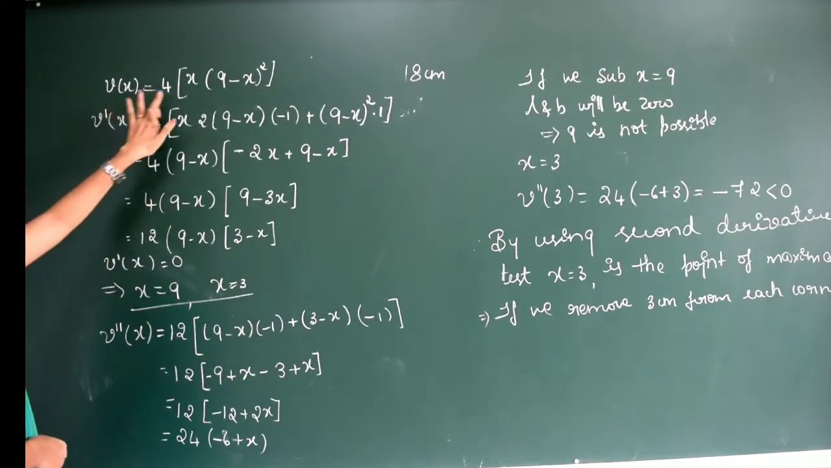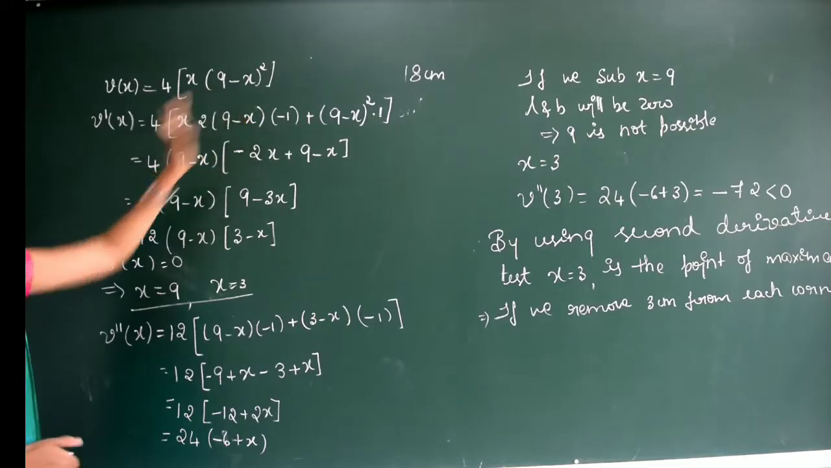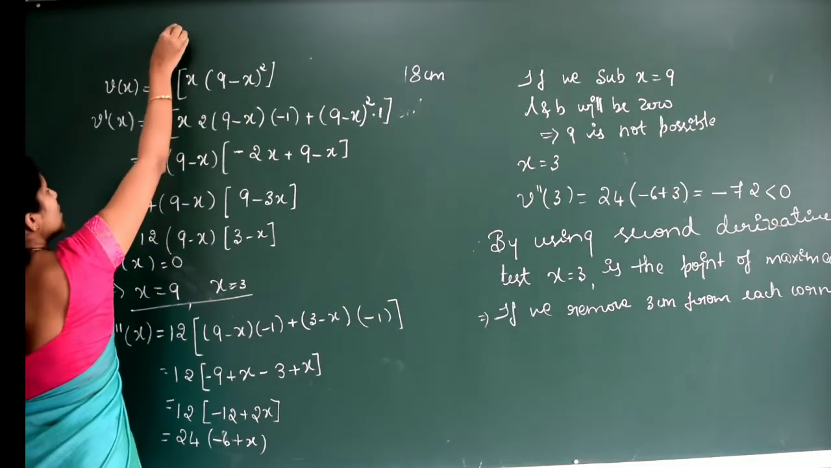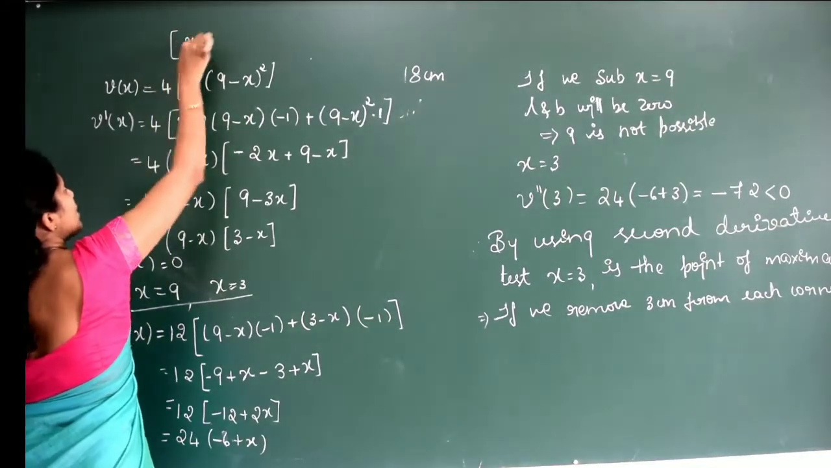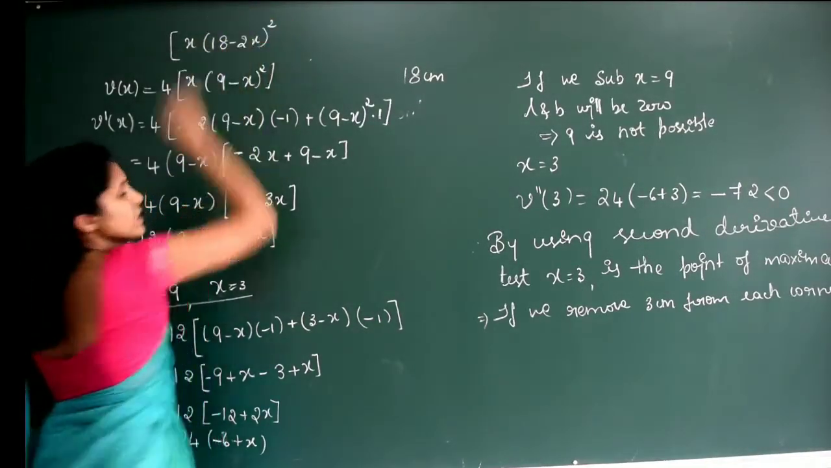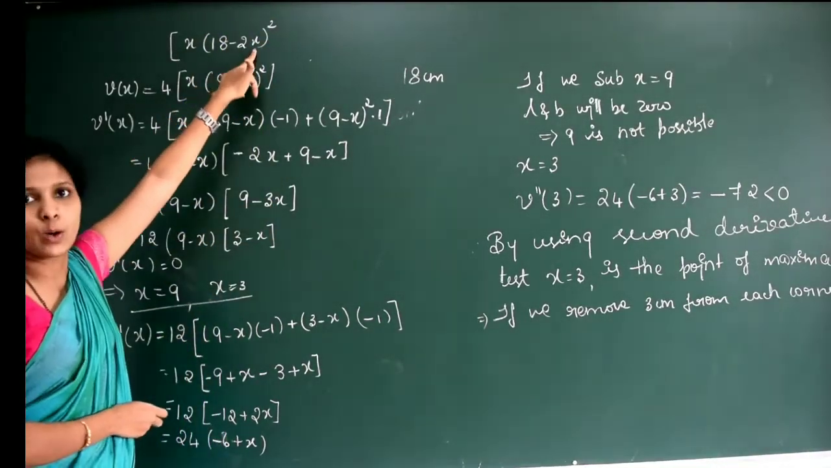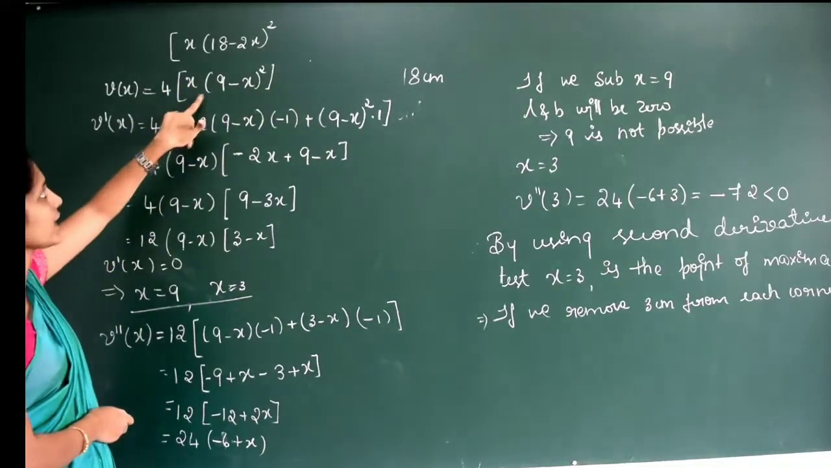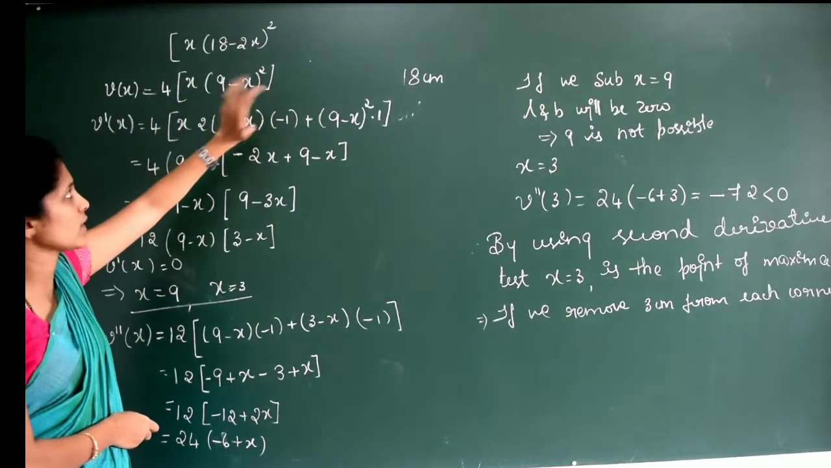V of x is equal to 4x into 9 minus x square. There it was x into 18 minus 2x whole square was there, right? So we have taken 2 square common. 2 square means it is 4, remaining with x, 9 minus x whole square is there.